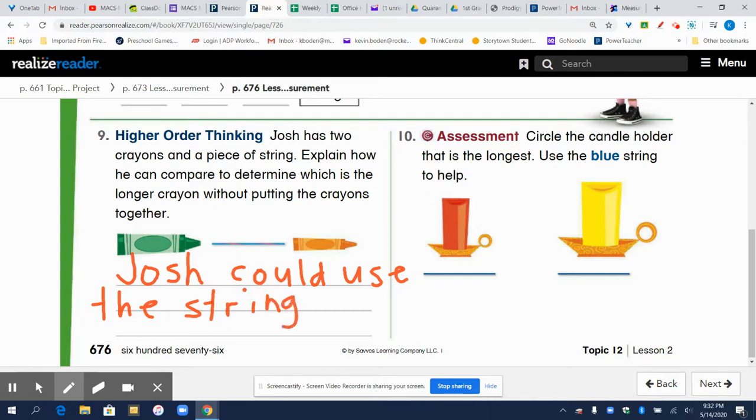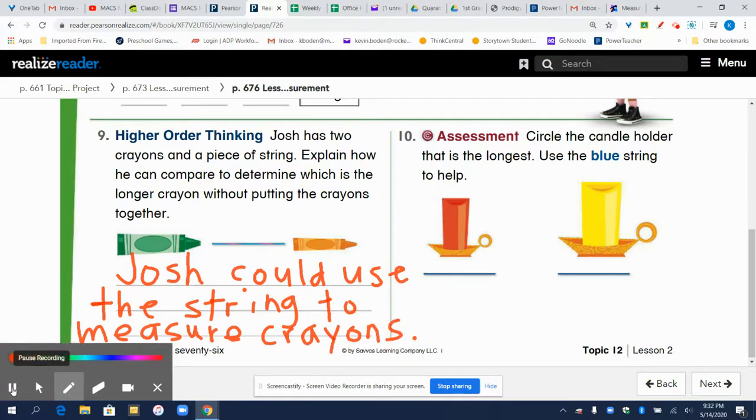I know my handwriting is not great, guys. Just pause it and try your best. The string to measure crayons. Now you please pause it so you can finish writing this while we do our assessment question. And don't forget your period. Please pause it.